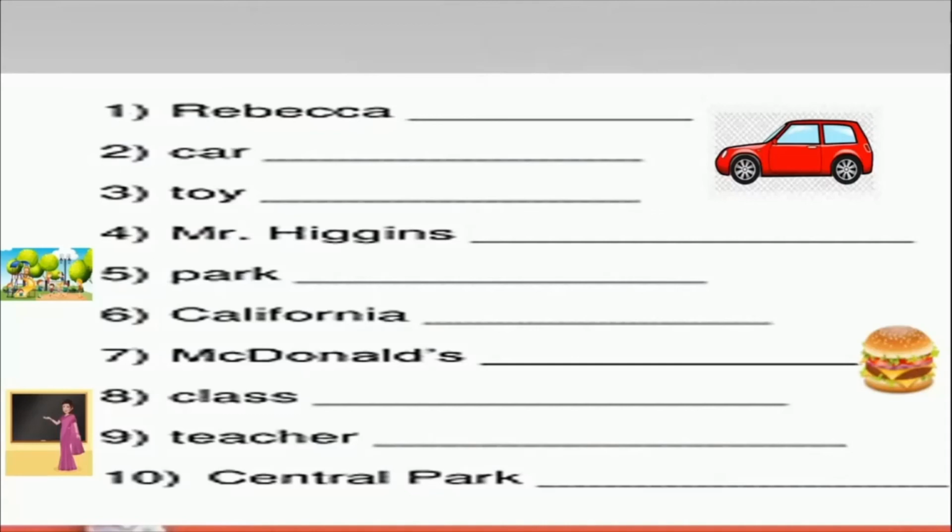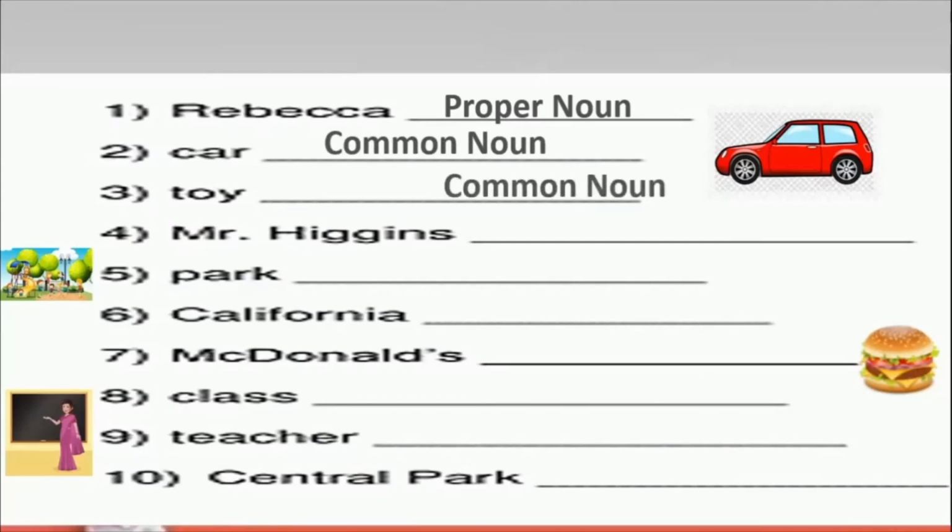So this is the first word, Rebecca. Now Rebecca is the name of a girl, isn't it? So when you say girl, it is a common noun, but when I say Rebecca, it is a proper noun. What about car? It is a common noun. Toy, it's a common noun. Mr. Higgins, it's a proper noun. Park, it's a common noun.